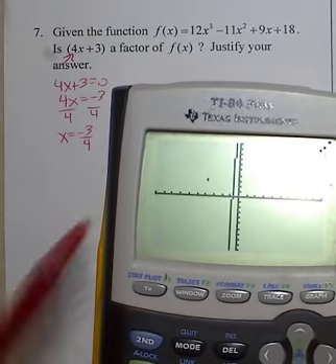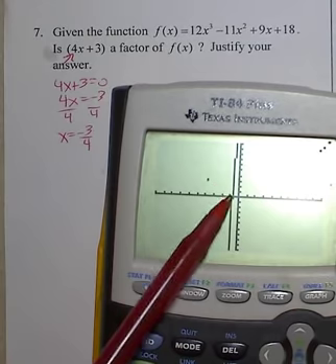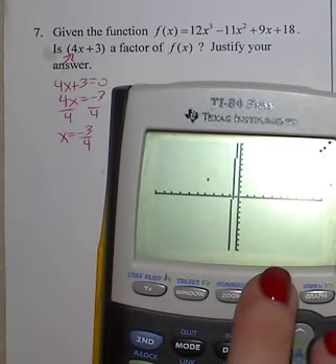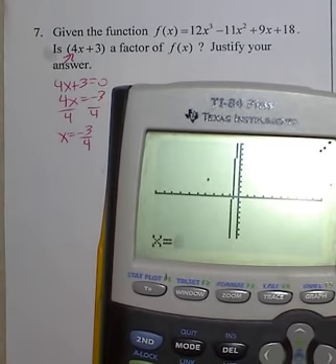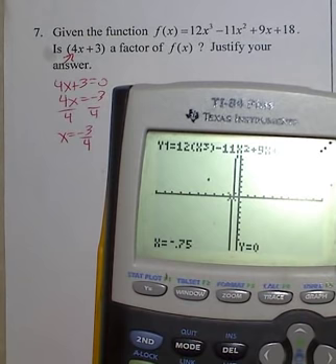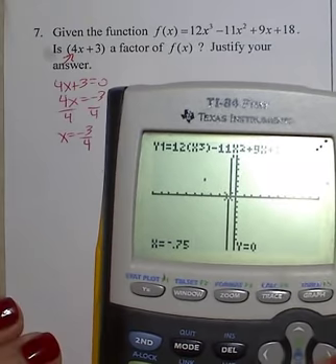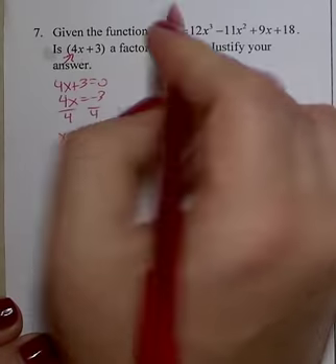It appears like it may be, but we have to check. So we're going to go second, trace, value. I'm going to type in a negative 3/4 and press enter. When I press enter, I want a y value of 0. Hey, it is. It works. So I know this final answer should be yes. If I don't get an answer of yes, which means the remainder is 0, I did something mathematically wrong. So let's start with 4x plus 3.